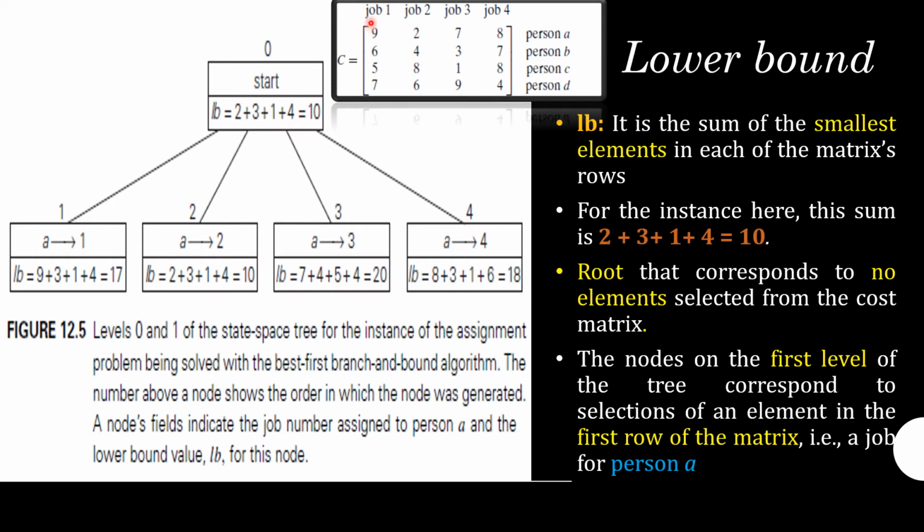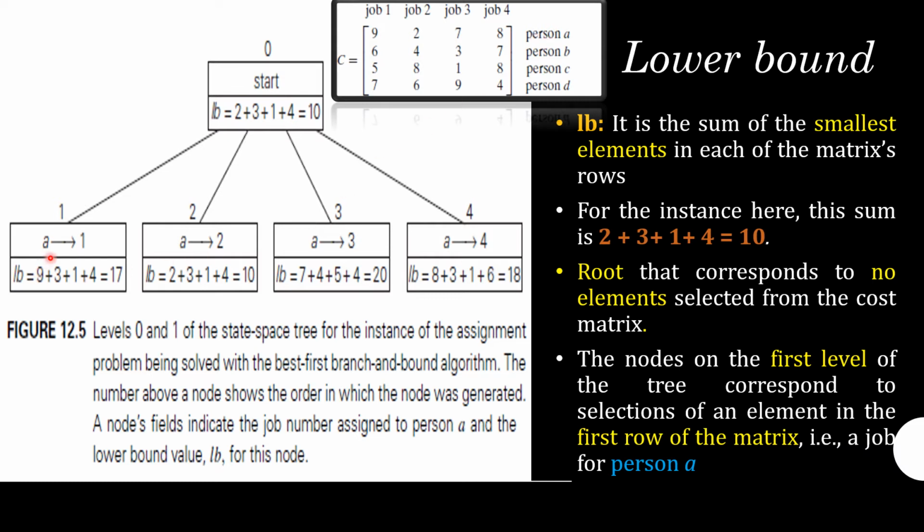And here you can see job 1, job 2, job 3, job 4, and with respect to rows we can see person A, person B, person C and person D, right? So if you want to construct the first level of the tree, you have to assign the elements from the first row to person A: job 1, job 2, job 3, job 4 for the same person. So how to do it? Let us see.